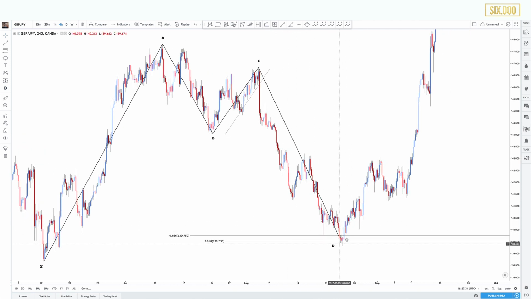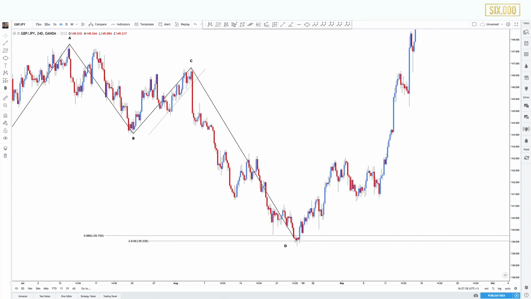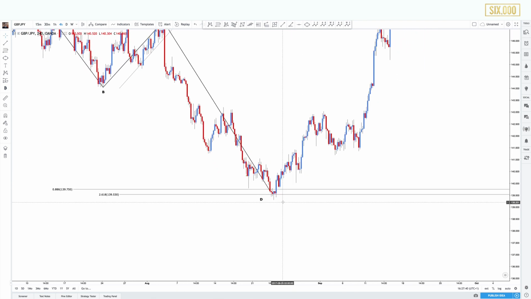And once you get this confirmation in the zone, you really want to look for reversal candlestick formations once the pattern completes. We can see here we've got several doji formations, a hammer candle here as well. And then we had, I would probably say this is a long day away from the reversal zone, and that's what started to move to the upside.